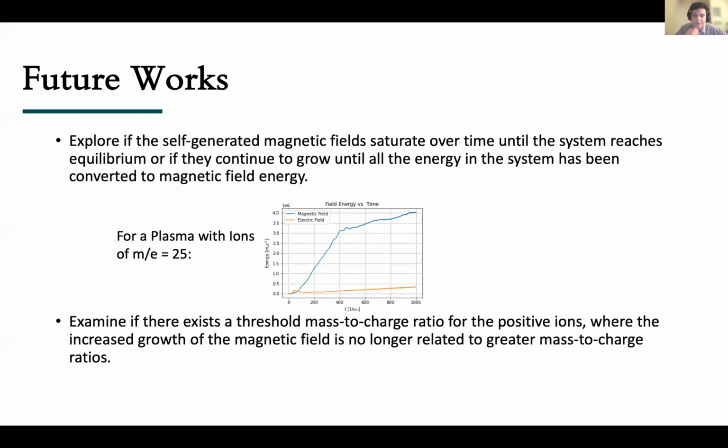Future work that we would like to examine is whether there's an actual saturation of this self-generated magnetic field. I played the simulation to t equals 1,000, and what I found was that the growth seems to slow down, but it still hasn't reached an equilibrium. We also see that the electric field grows as well. We would like to understand if there is an equilibrium that the system reaches at very large timescales. We would also like to vary the mass-to-charge ratio for the positive ions more and see if there's a threshold by which we don't see this phenomenon occur.